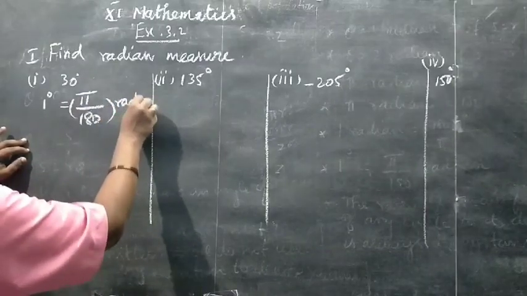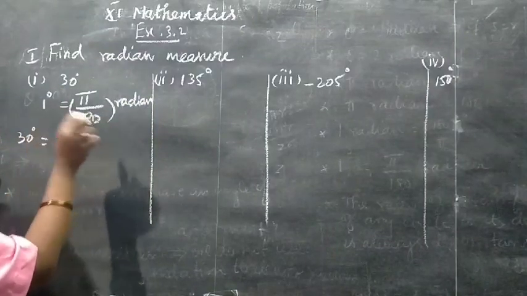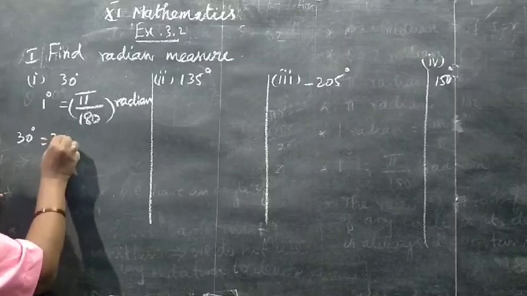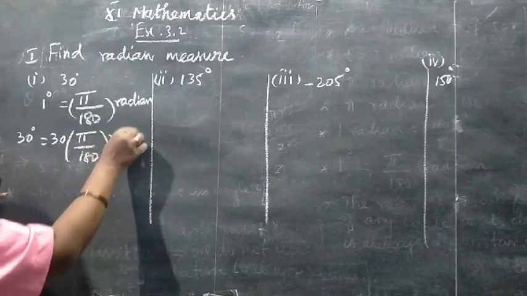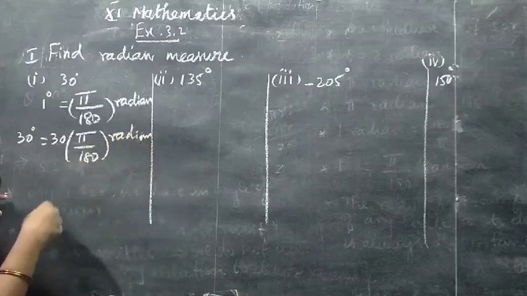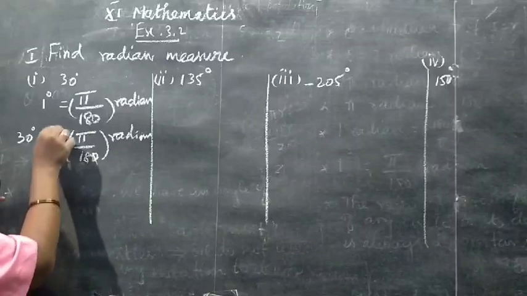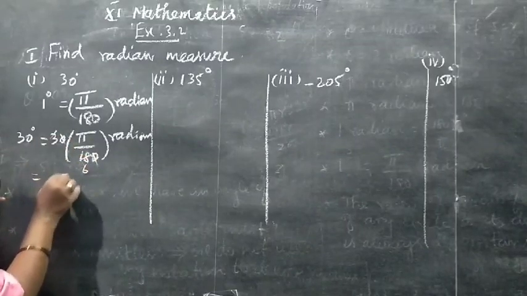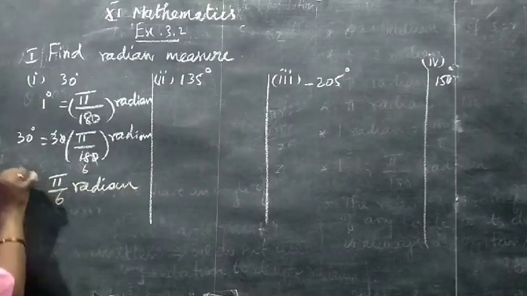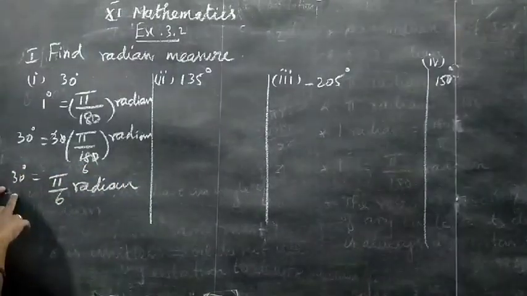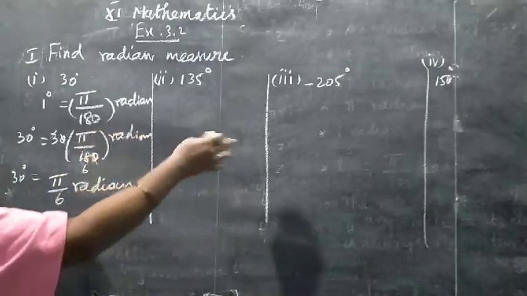Is it not? If you want to find for 30 degree, 1 degree is this, so 30 into pi by 180 radian. In every line you should write radian. Okay, if you multiply this, 3 ones are 3, 3 sixes are 6, pi by 6 radian is the answer for 30 degree. 30 degree is equal to pi by 6 radian. Similarly, you can find the remaining answers.